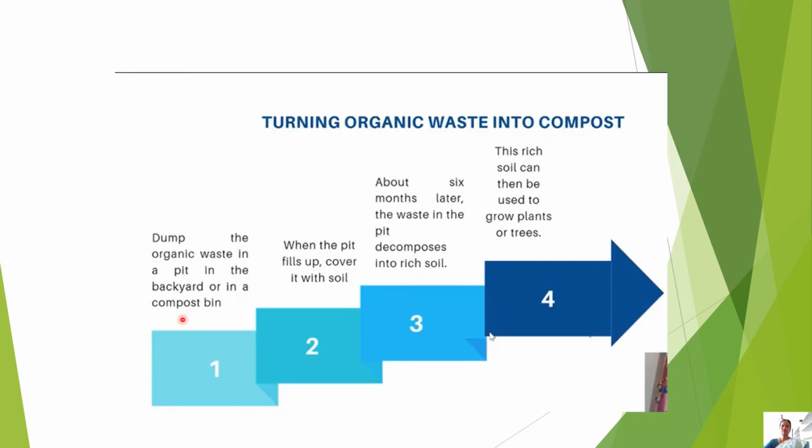Now let us know about the process of turning organic waste into compost. The first step is to dump the organic waste in a pit in the backyard or in a compost bin. When the pit fills up, cover it with soil. The third step is that about 6 months later, the waste in the pit decomposes into rich soil. Next, the rich soil can then be used to grow plants or trees.